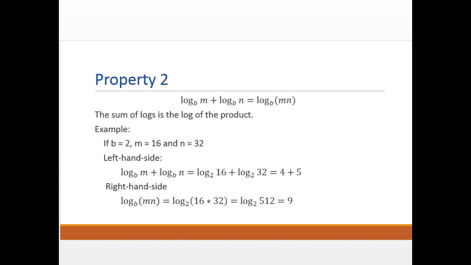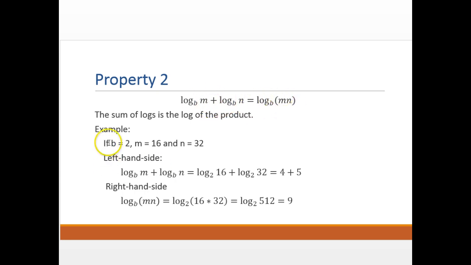Your second property is what's called the sum of logs. As long as the bases are the same, log base b of m plus log base b of n equals log base b of m times n. In other words, the sum of logs is the log of the product. So if I'm adding two logs with the same base, I can combine them into a single log and multiply them.